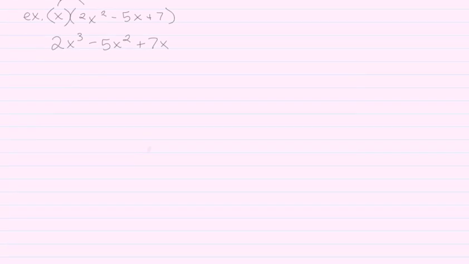Alright, in an example like this one, all I need to do is distribute that x. So that becomes a 2x cubed minus 5x squared plus 7x. This is not a FOIL situation or multiple distributions. It's just multiplication.